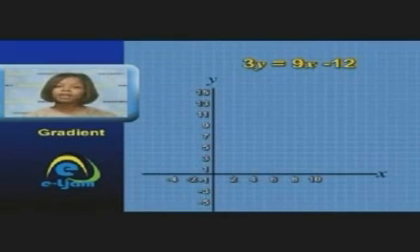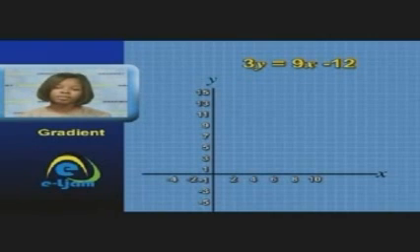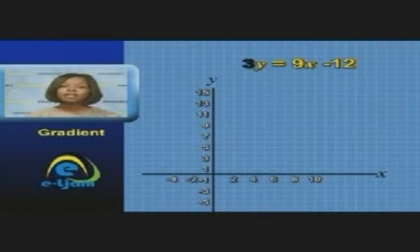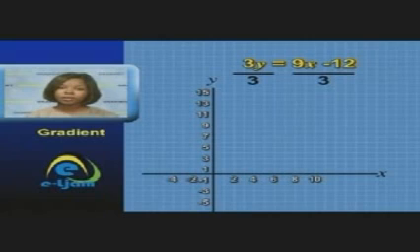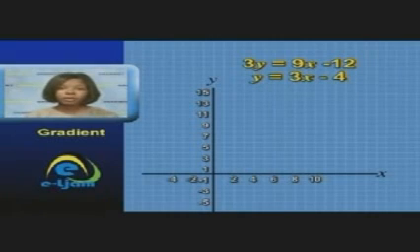Let us look at another equation. 3y equals 9x minus 12. What do you notice about this equation? Yes, there is a number or coefficient in front of y. What if we were to divide the equation through by the coefficient of y? We would end up with y equals 3x minus 4. Now it looks like what we are used to.